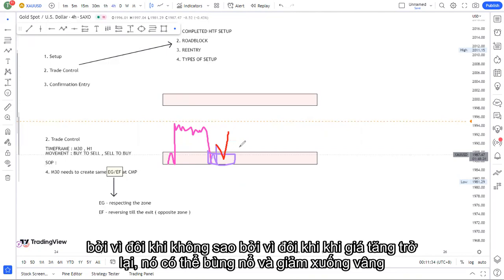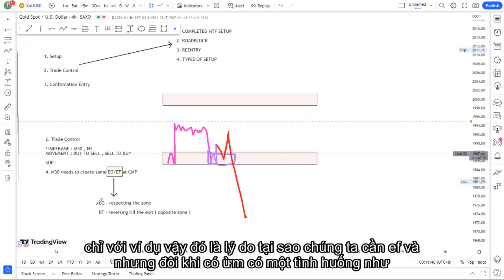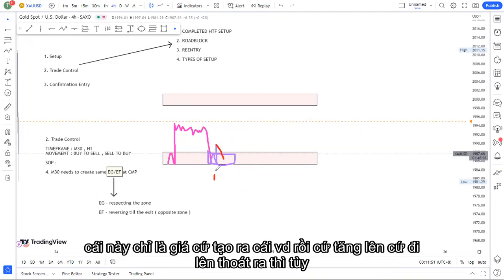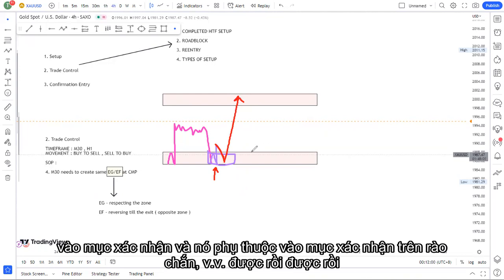Because sometimes when the price goes up again, it can go down with just an EG. So that's why we need EF. But sometimes there is a situation like this: the price just creates an EG and then just goes up to the exit. It depends on the confirmation entry, on the roadblock, etc.